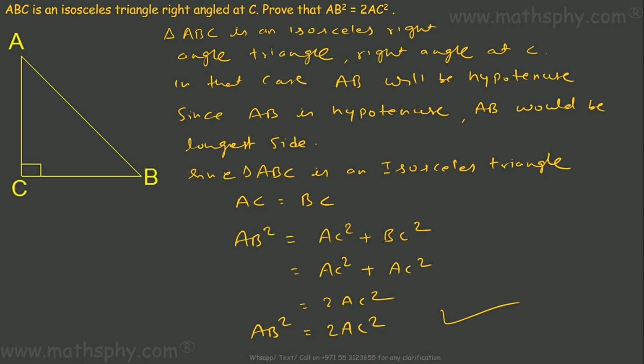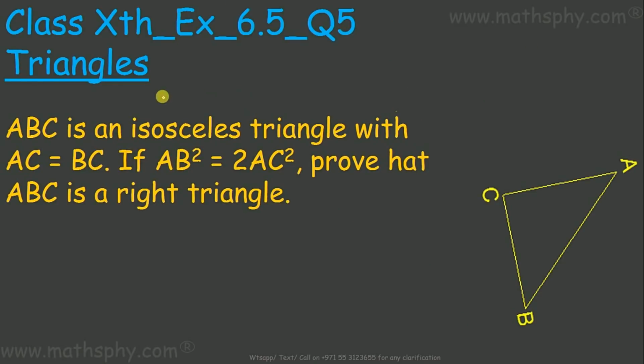Done? I'll take this equal to this like this. This question here, it says ABC is an isosceles triangle with AC equals to BC.